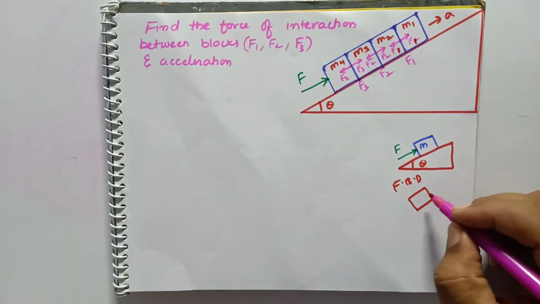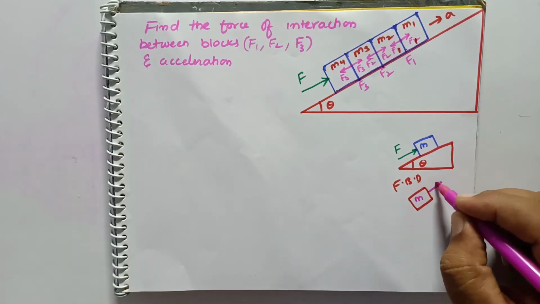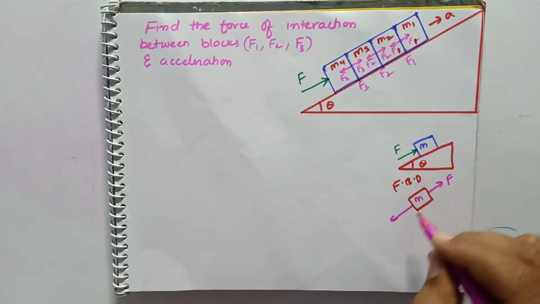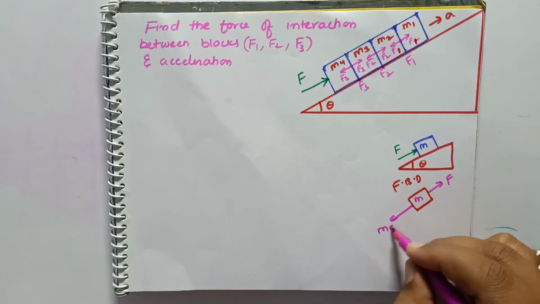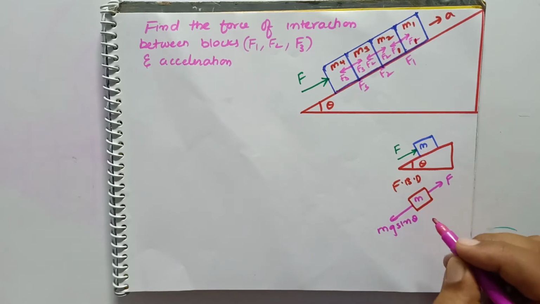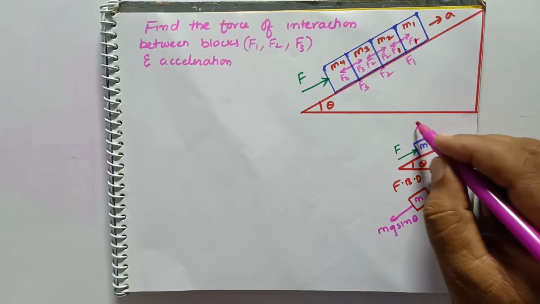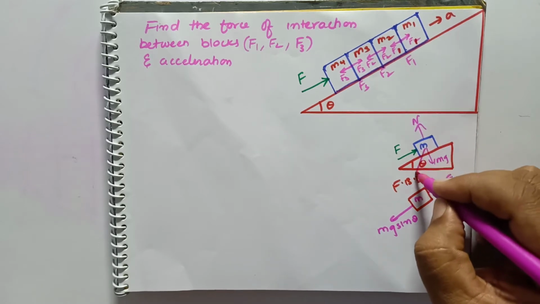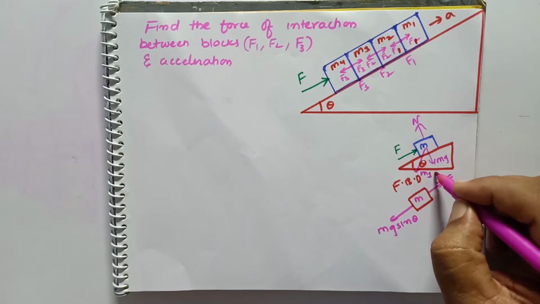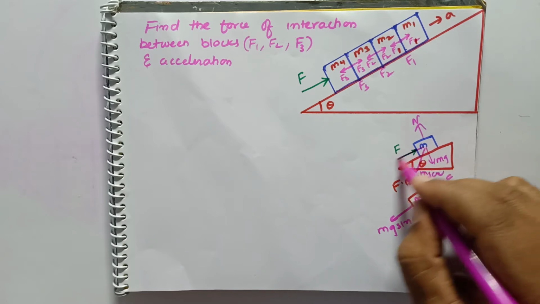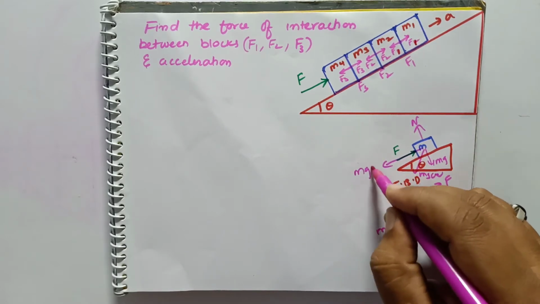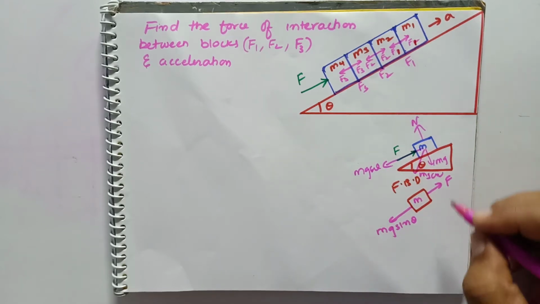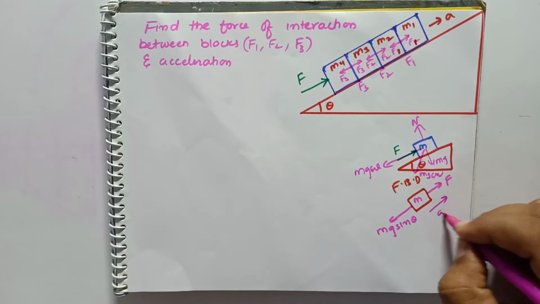Just see here. This is a block of mass m. Upwards we are applying a certain force. In this direction, the force is going to be mg sine theta. You know the basic concept here. The normal reaction is upwards, mg is downwards. So in this direction it is going to be mg cos theta, and in this direction it is going to be mg sine theta. I am taking only mg sine theta. This is the force here. Then with this force, the acceleration is upwards in this way.